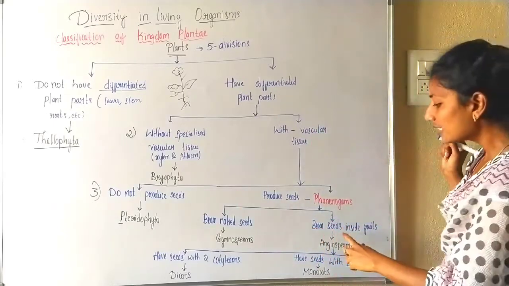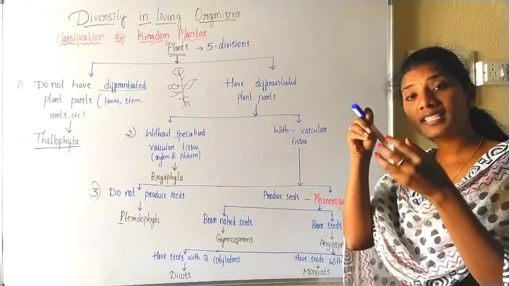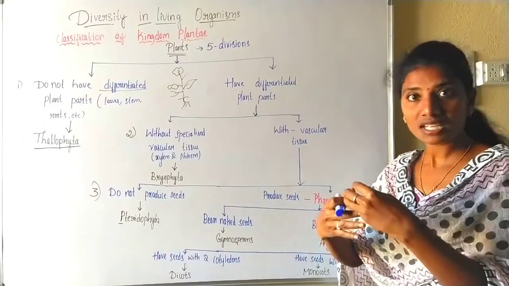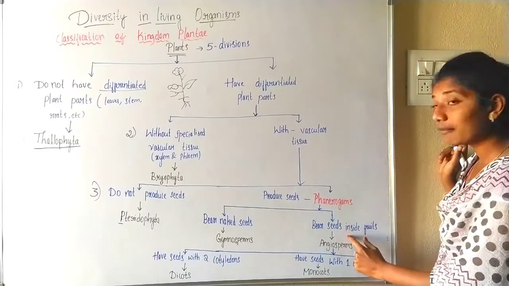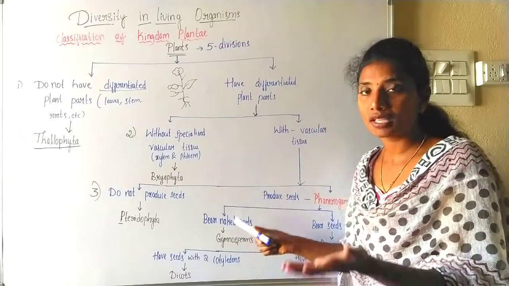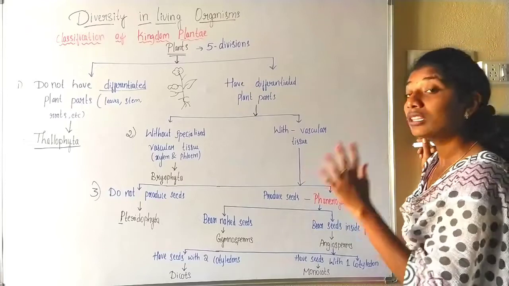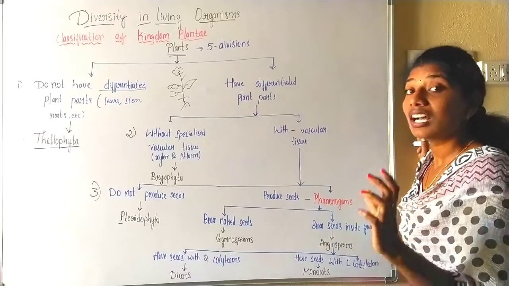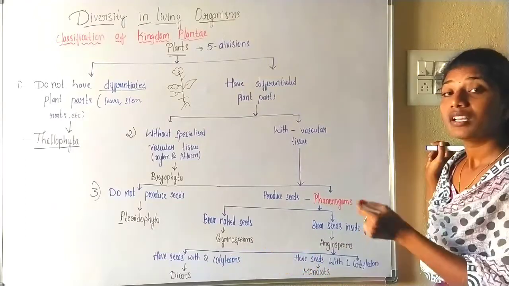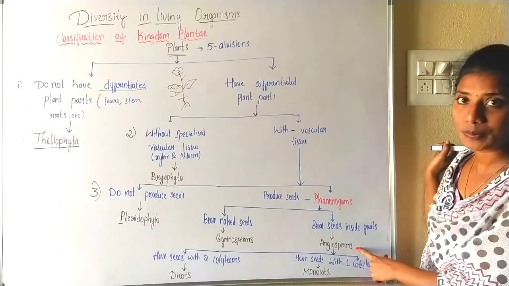Okay, so seeds inside a fruit means what here? When you take a mango, the seed is present inside the fruit. So a seed is being covered by a fleshy part, right? So there are seeds which are present inside a fruit and seeds which are naked to the environment. These are the next types which we can see in Phanerogams. So the group of plants which produce naked seeds are called Gymnosperms, and the other group which produces seeds inside a fruit are called Angiosperms.